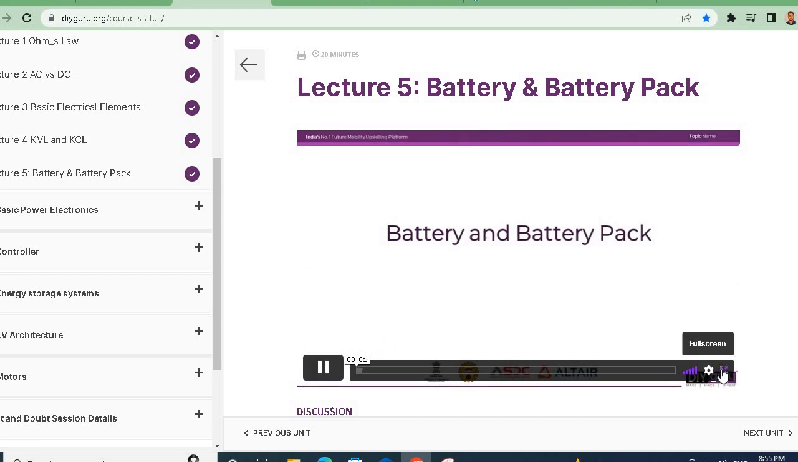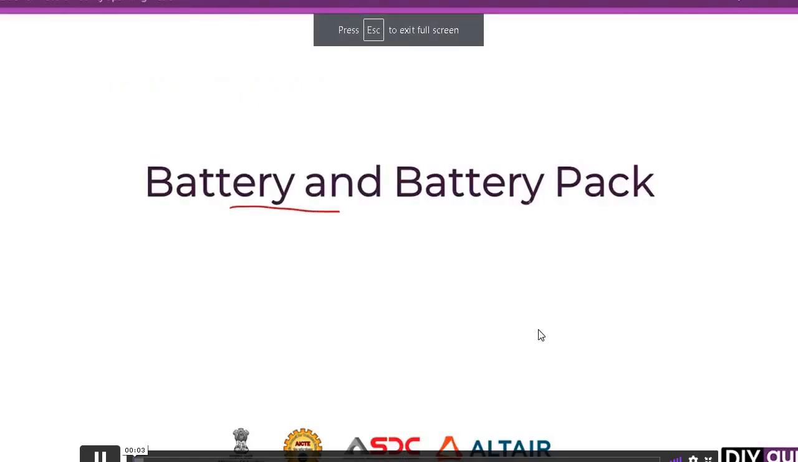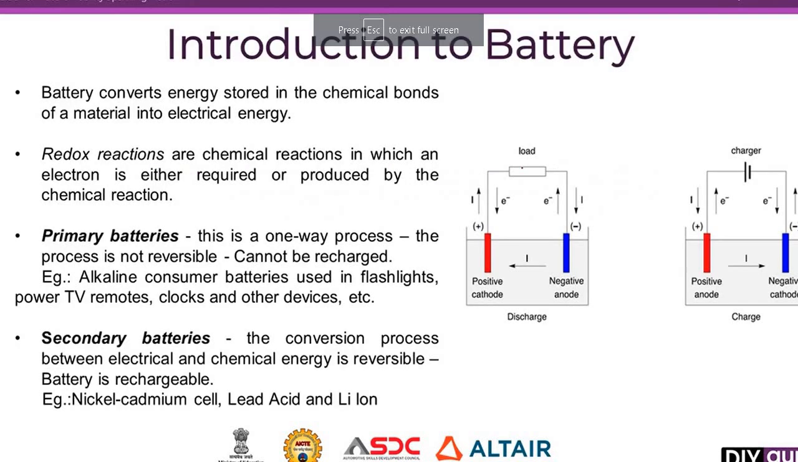Hi friends, in today's session we are going to see about batteries and battery packs. Initially, we will see what is called a battery. A battery is nothing but a device which converts energy stored in the chemical bonds of a material into electrical energy by a process called redox reaction. Redox reactions are chemical reactions in which electrons are produced or accepted in a process.